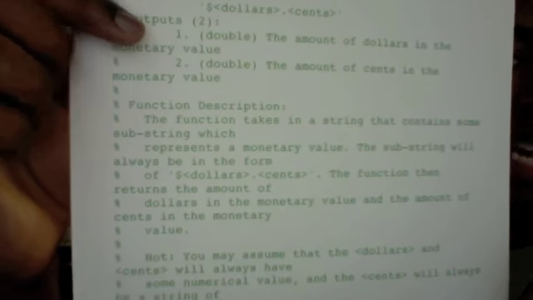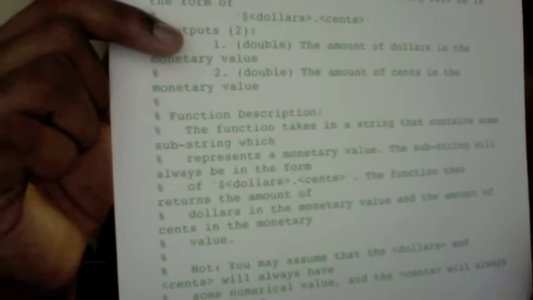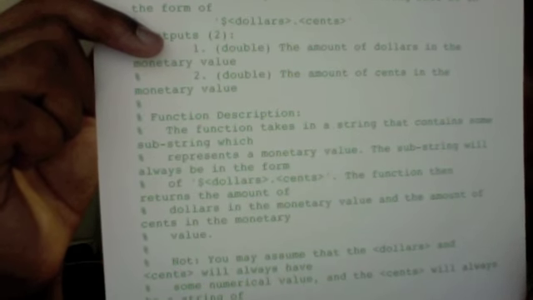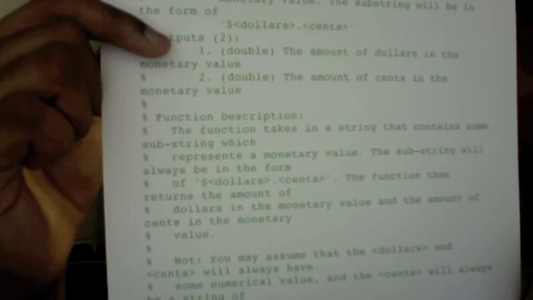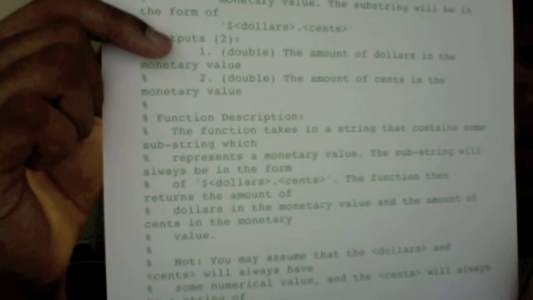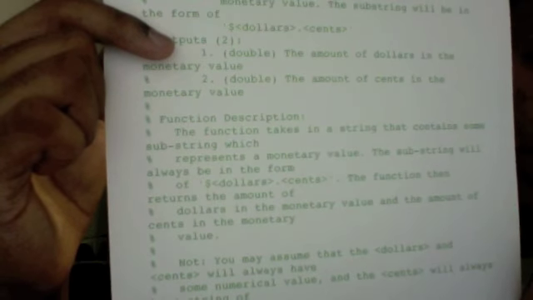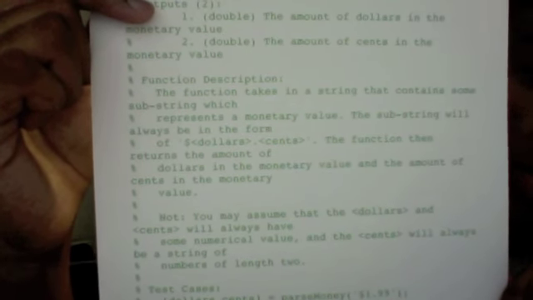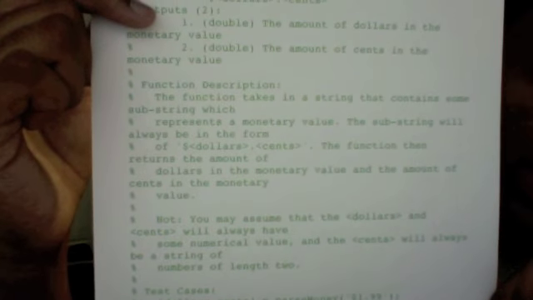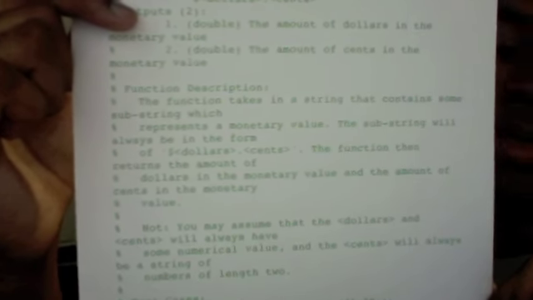So here's the function description. The function will take in a string that contains a substring which represents a monetary value. The substring will always be in that form given. The function will return the amount of dollars and the amount of cents in the monetary value. And a note about it is that you may assume that dollars and cents will always have some numerical value, and in this sense will always be a string of numbers of length 2. So those are some assumptions you can make. We're given 3 more test cases again. Here's 2 of them. The first one's on the other page.